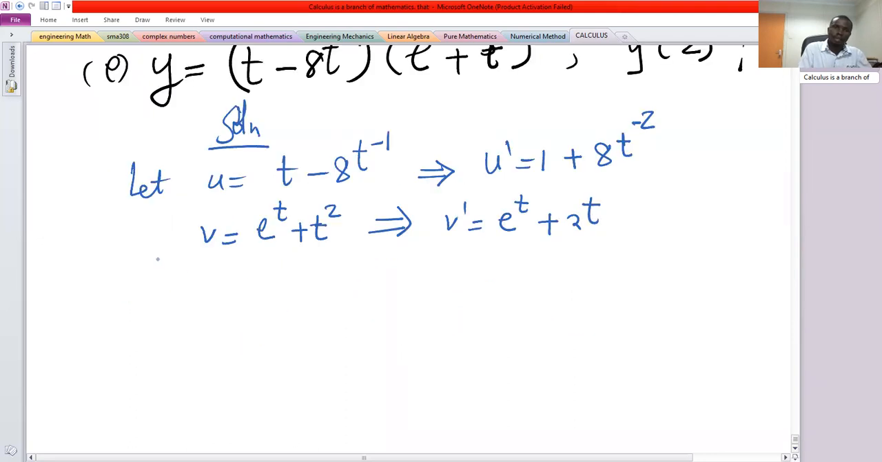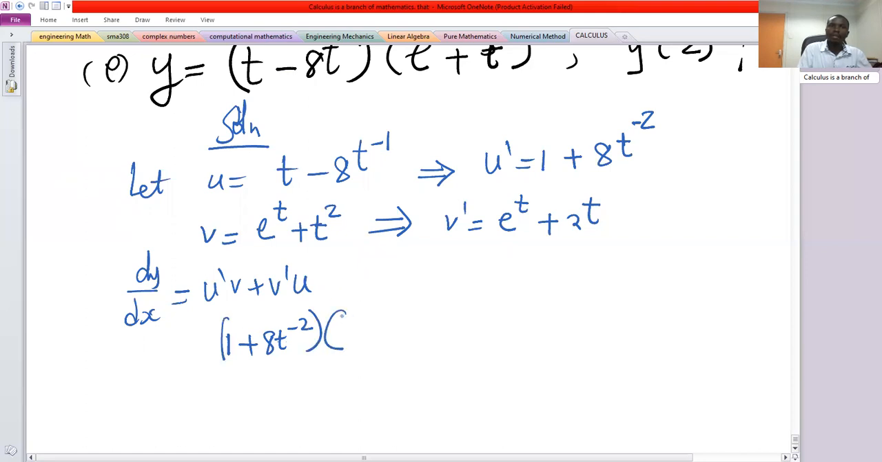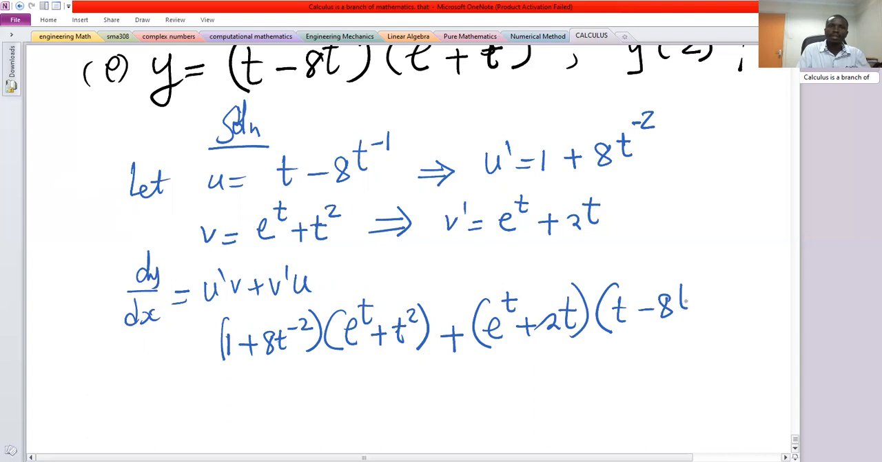Now dy/dx is the same as u prime v plus v prime u. So u prime is 1 plus 8 t to the minus 2. v is e raised to power t plus t squared, plus v prime, which is e raised to power t plus 2t, times u, which is t minus 8 t to the minus 1.